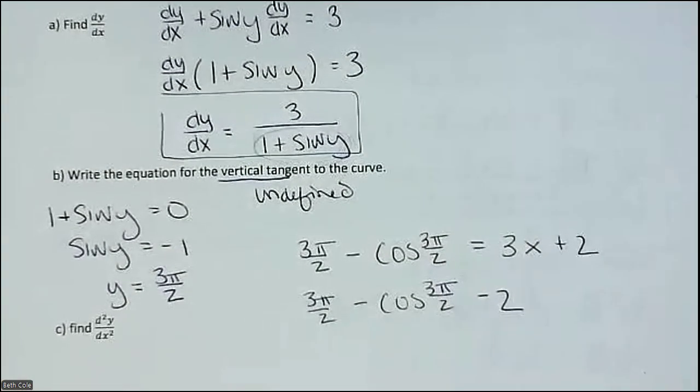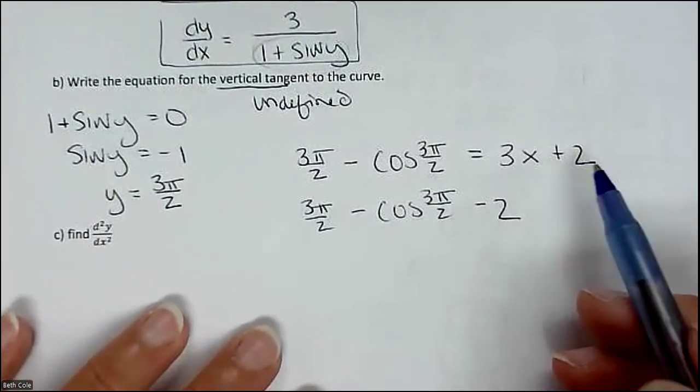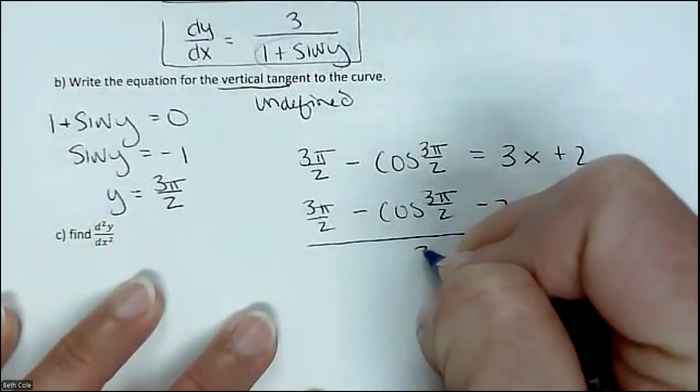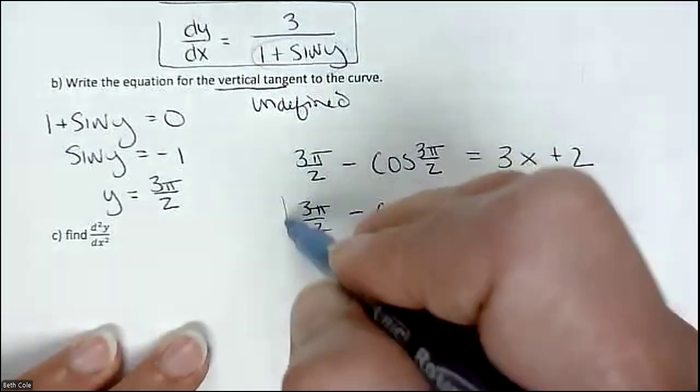So I subtracted the 2 to the other side and then divide it all by 3. And I don't care if it looks a mess. That's not your problem. That's the person grading your paper's problem, which will be me. That's my problem, okay? You need it to be x equals, just leave it alone.